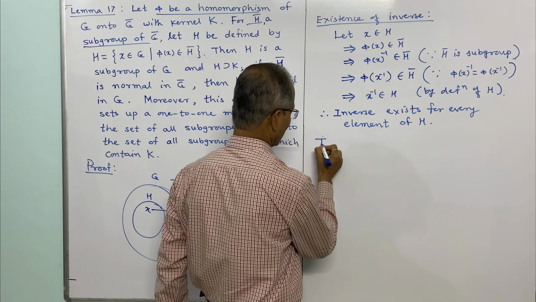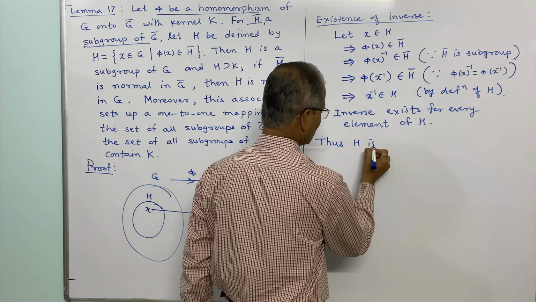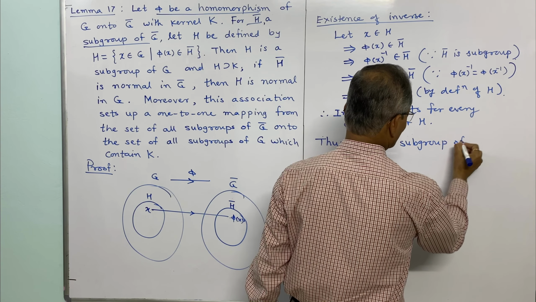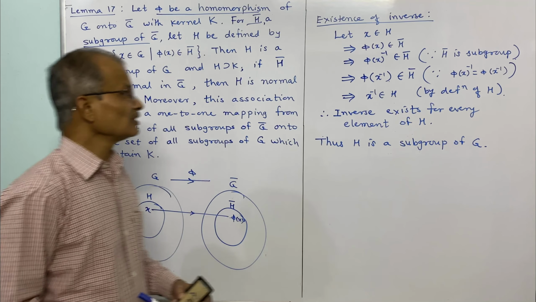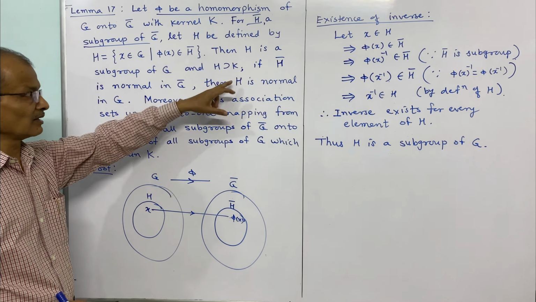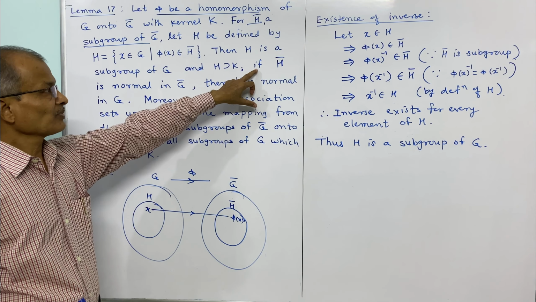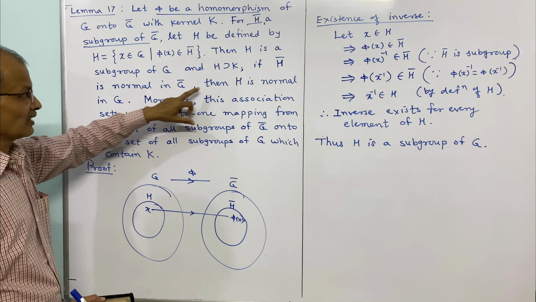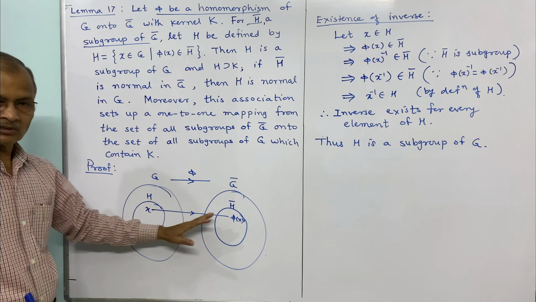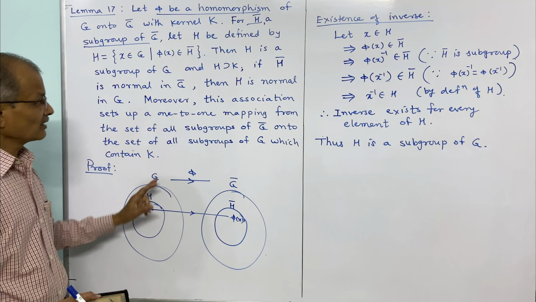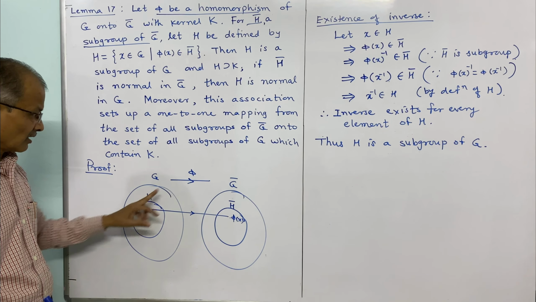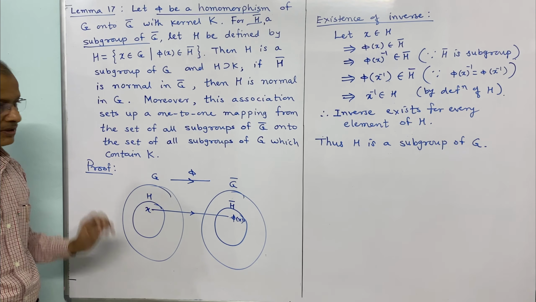Thus H is a subgroup of G. So we have proved these two results: H is a subgroup of G and H contains K, that we have proved earlier. Now the next part is, if H bar is normal in G bar, then H is also normal in G. So the lemma established the relation between the subgroups. If H bar is normal in G bar, then its inverse image of H bar, which is H, under this homomorphism, is also normal in G. That we have to prove.